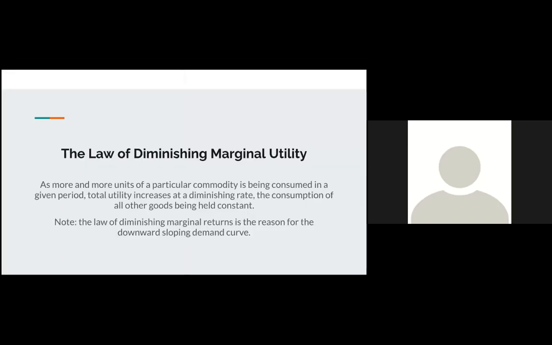So the law of diminishing marginal utility. This states that as more and more units of a particular commodity are consumed in a given period, the total utility increases, but it increases at a diminishing rate. That is, with consumption of all other goods being held constant. So an important thing to note here is that the law of diminishing marginal utility is the reason for the downward sloping demand curve, but we'll get to that slightly later on.